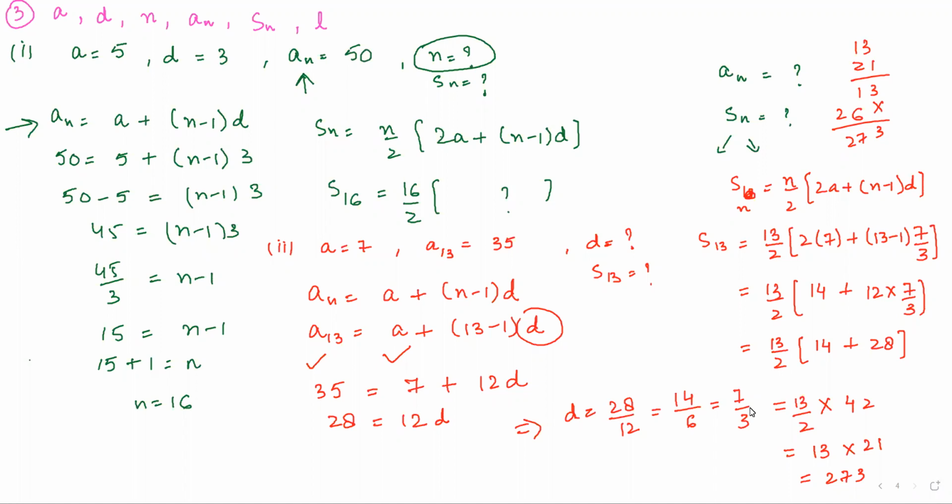Done? Yes, ma'am. Okay. So let's see the third part. Now A12 is given, which is 37, right? And D is given, which is 3. You have to find A and you have to find S12, right? Yes. Okay. So basically now this is given.